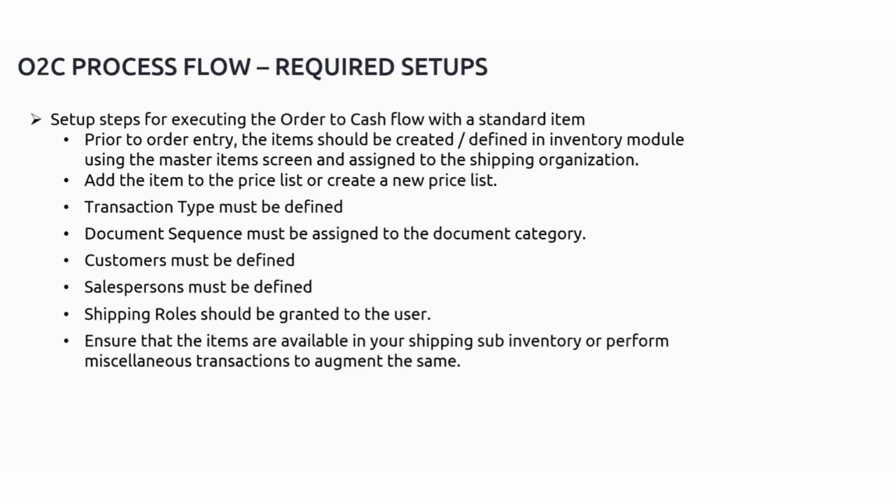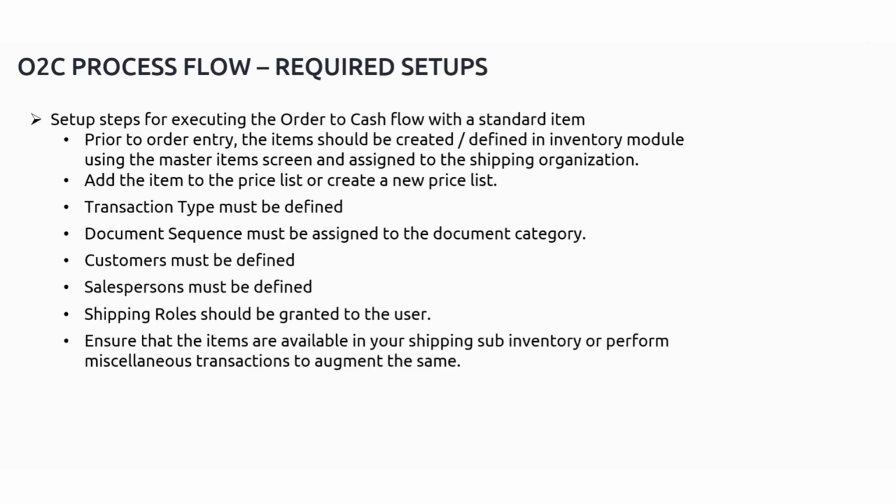Then the item should be assigned to a price list. So basically a price should be defined. If there is a different price list, then we need to create a new price list, and that price list should have that item assigned under it, so that whenever you select an item, the price will come automatically and warehouse will come automatically.